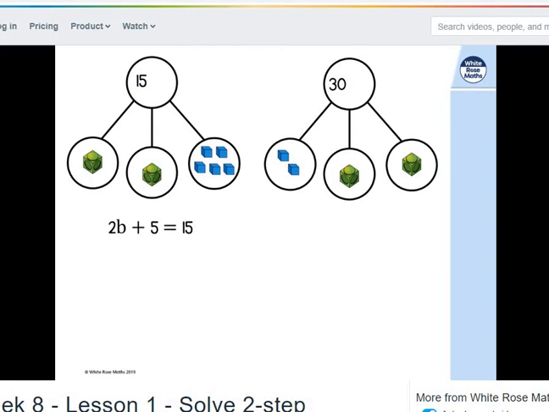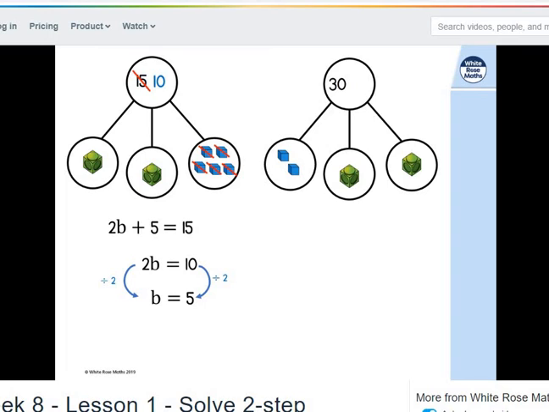So on the left, we can represent it by thinking about, well, it's 2 of the cubes plus 5 ones is equal to 15. So if I take away the 5 ones, I have to do the same to the whole. So that would leave me with 10. So 2 cubes are worth 10. Divide it by 2 to find out 1 cube, which would be worth 5.